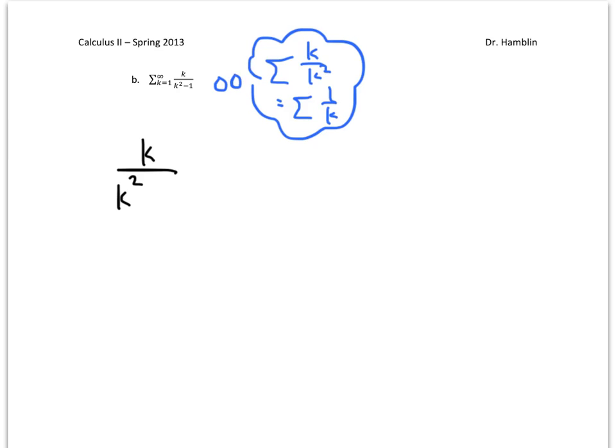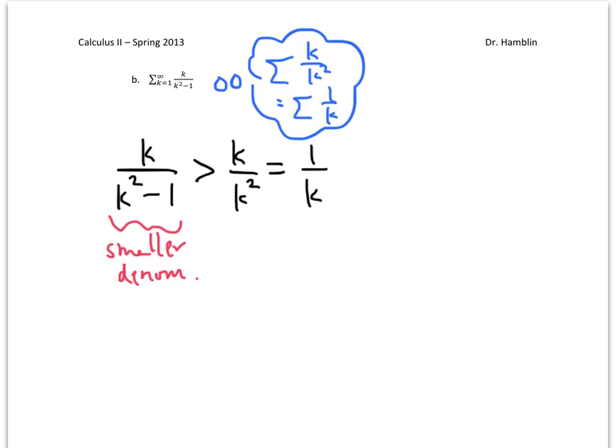We've got k over k squared minus 1. How does that compare to k over k squared? Well, this fraction has a smaller denominator, because I'm subtracting 1. And it's got the same numerator, so when you have a smaller denominator, that means you have a bigger fraction. And so k over k squared minus 1 is bigger than k over k squared. And k over k squared is the one we know. That's 1 over k, which we know diverges. And so our series is bigger than a divergent series. That's the direction we want the inequality to go, so our comparison test is going to work.